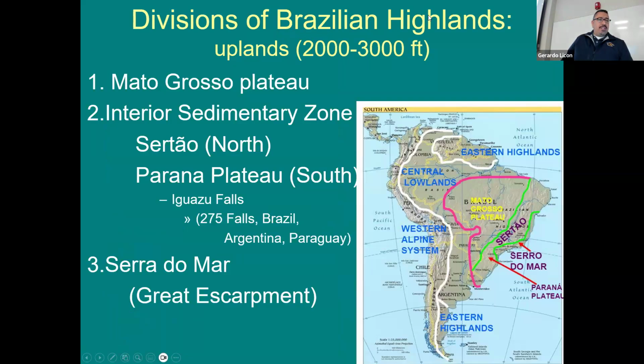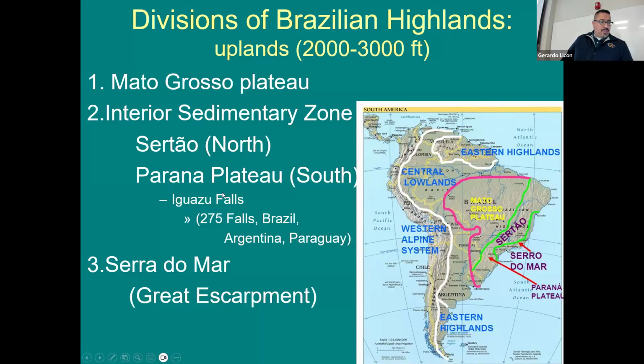All right, now we break down a little bit more the Eastern Highlands in the middle, the Brazilian Highlands. They break up into the Mato Grosso Plateau, and then the interior sedimentary zone itself gets broken down into the Sertão in the north and the Paraná Plateau in the south. And then the third part is the Serra do Mar, also known as the Great Escarpment.